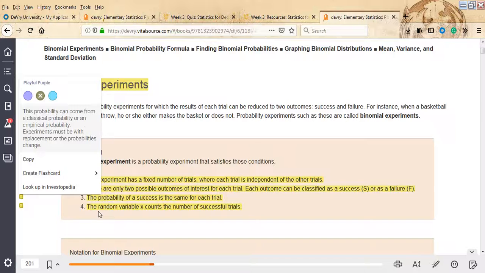The third one is the probability of a success is the same for each trial. We see this a lot in the quiz and in the questions, that the probability of success is the same for each trial.